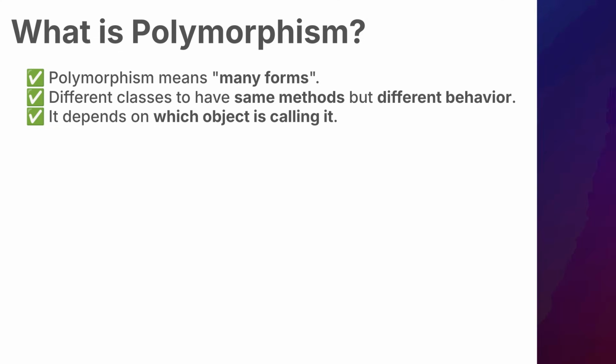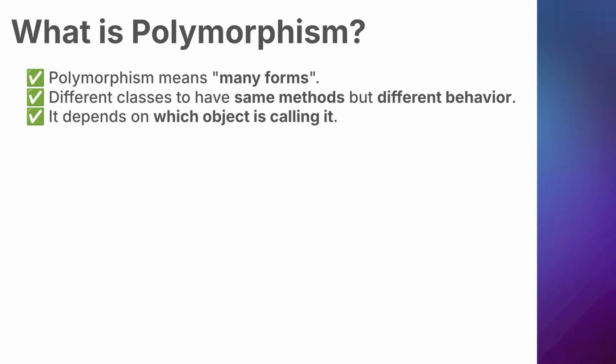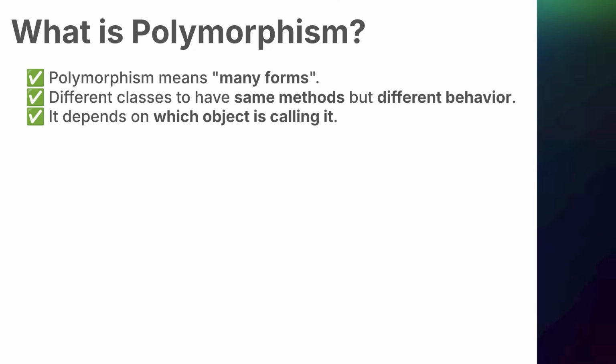Why is polymorphism useful? It makes your code more flexible, makes it easier to add new features, helps write cleaner and more readable code, and helps objects act differently even if they share the same method name.